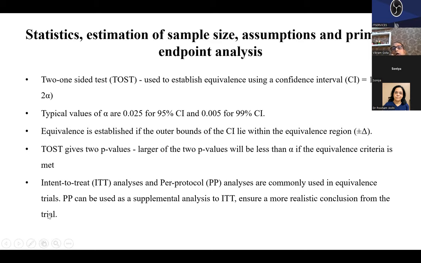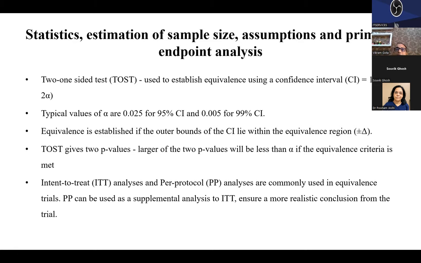Now, whenever you're doing equivalence trials, we have all heard about intention to treat population and per protocol analysis. Intention to treat analysis is where you analyze as randomized. For example, if one set of people have got A, the other set of people have got B. You will not mind whether there was some mistake in giving treatment, and a person who should have got A got B, or whether the patient could complete the treatment properly, or whether there were lost to follow up. You don't worry about that. That is called intention to treat analysis, which is as randomized.